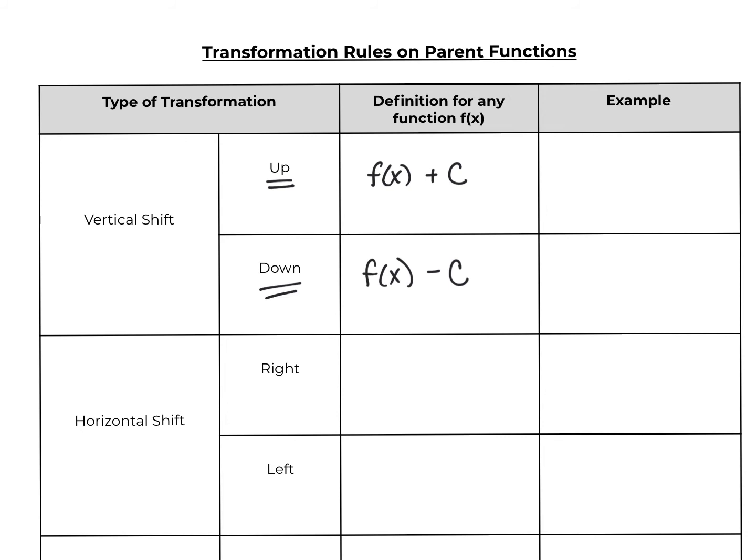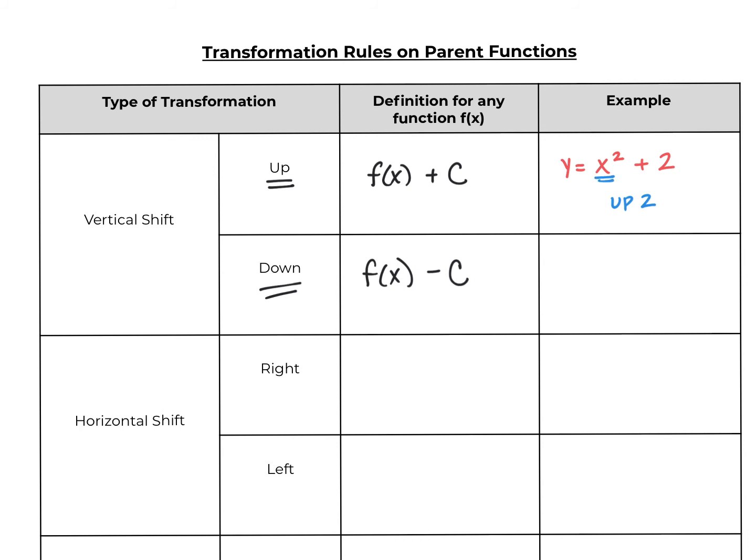So what does it look like, as far as an example? Well, let's just say we took our quadratic function. We would say y equals x squared, that's my f of x, and then say plus 2. What you're doing here is you're shifting up 2 from our function f of x, which is x squared.